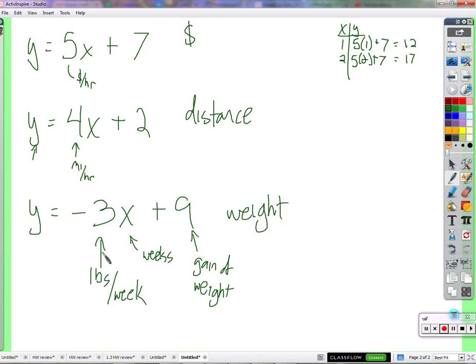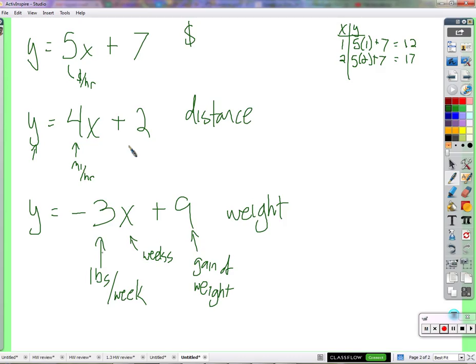We can have negative rates by losing pounds. How would I have a negative rate if that rate is a speed? How do we have a negative speed? Walking backwards, right? Because if I face that way, that's naturally my positive distance, so I'm losing distance. I walk backwards, I drive in reverse. How about money? How can we have a negative rate for money?